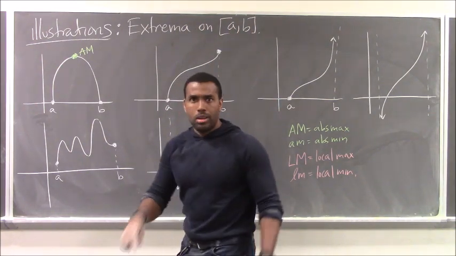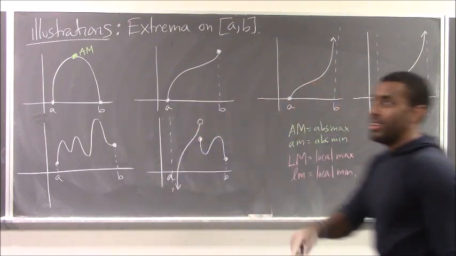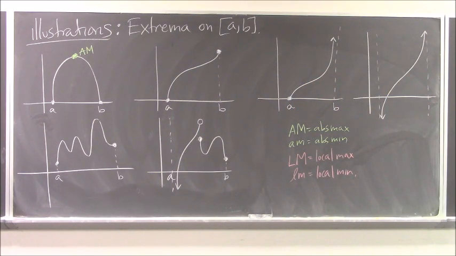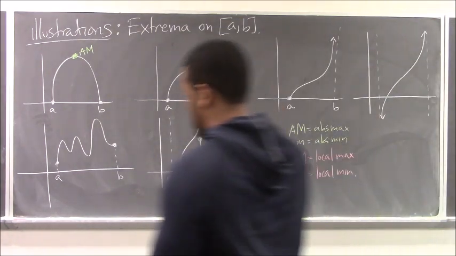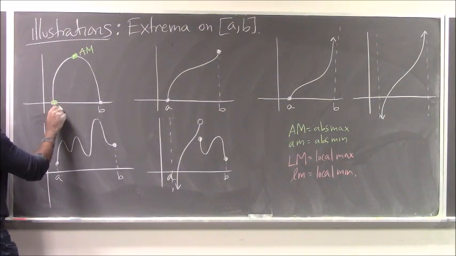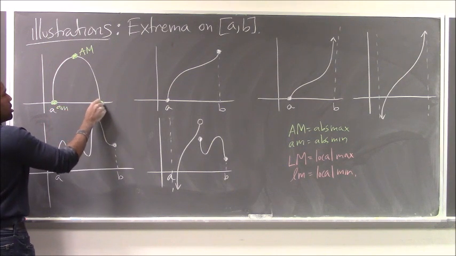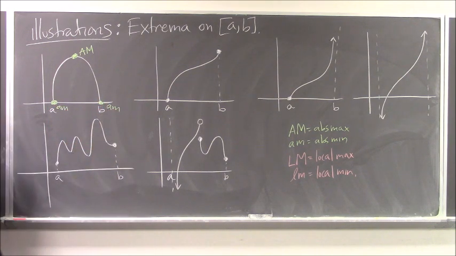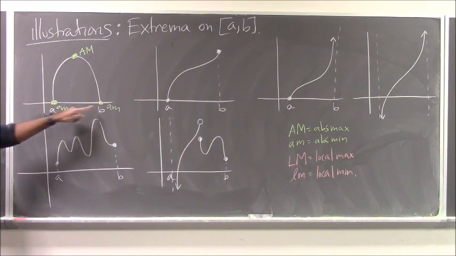So if that wasn't clear, now pause the video and do them. Okay, so now here, these are absolute minimums, little m. On the interval AB, these are the smallest values on that interval. That by definition is our absolute minimum.